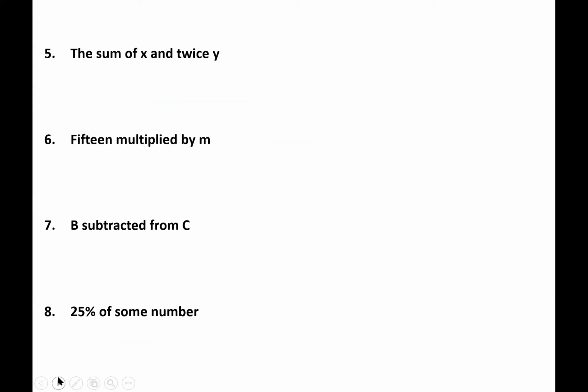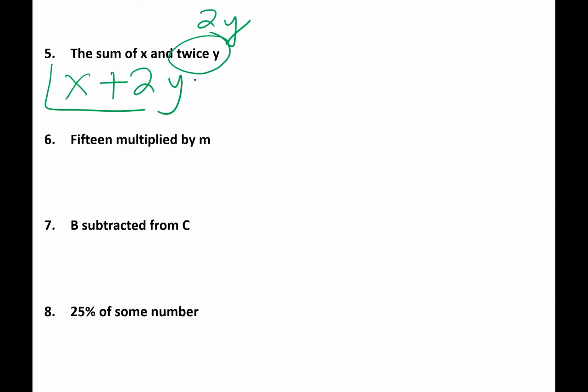Okay, next slide. So now we're on problem number 5. The sum of x and twice y. Okay, sum, we should recognize that as plus or addition. So we're going to be adding something. What are we adding? We're adding x, so x plus something. And what else are we adding? Twice y. Okay, twice means you're multiplying something by 2. So twice y means we can write 2y. So our complete phrase here, the sum of x and twice y, we can write x plus 2y.